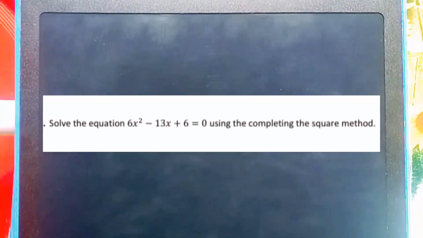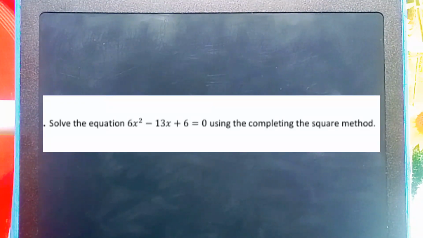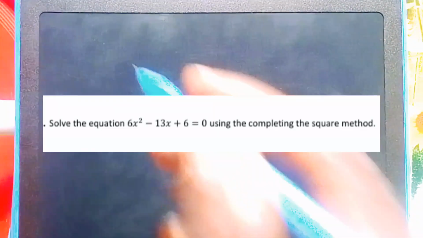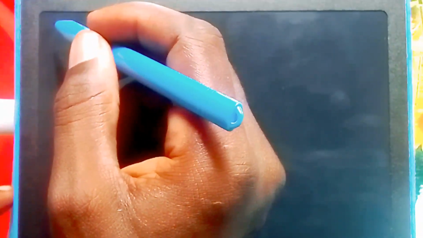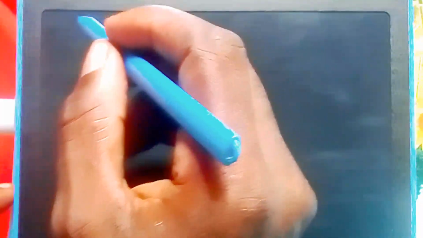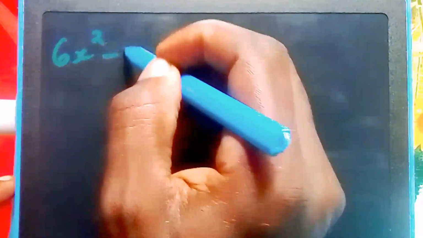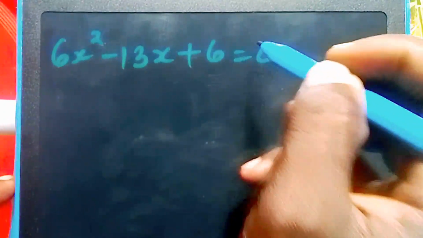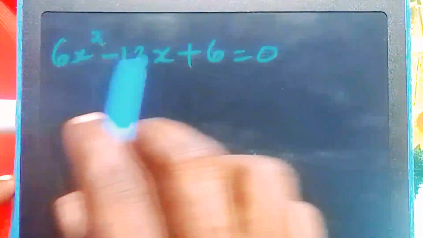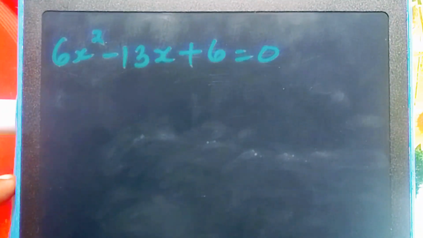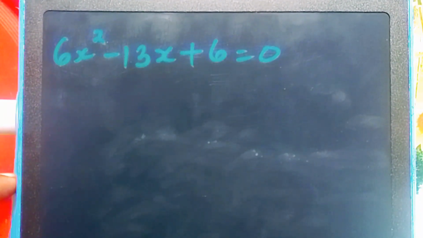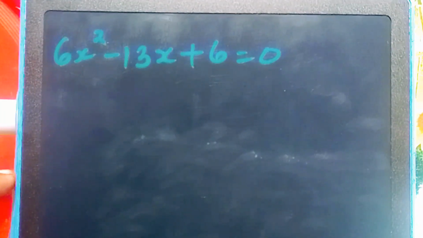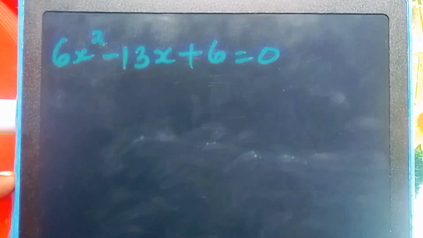So it might seem challenging, but we are going to try and see how it is done so that you're fully prepared for your examination. And then we are supposed to find the value of x using the completing square technique. So this is a quadratic equation. And then this is what we are going to do.